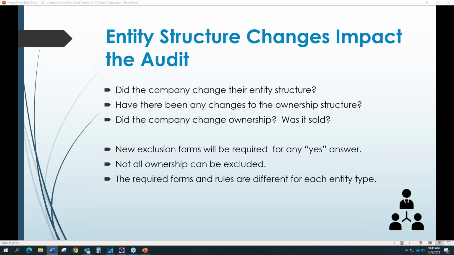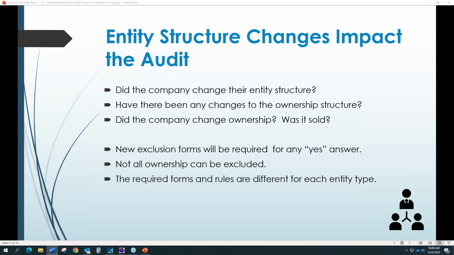Did the company change ownership? Was it sold? I do run into that more than I would like, but there's times the insured didn't notify the broker that someone bought them out or they merged with another company. The change in ownership will affect the final audit and the current policy as well.